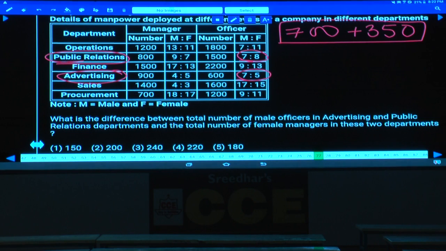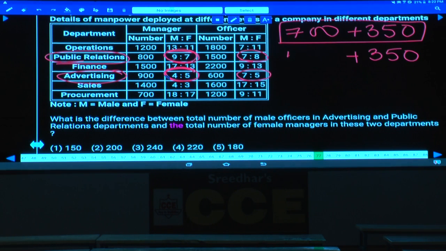And for the same departments, you need to calculate female managers. Yes or no? Right, managers. Here, how many parts do you have? 16. How many times is 800? 50 times. Female are 7 parts. 7 into 50, 350. Next. How many parts? 9 parts, 900. Each part 100. Then female are 5 parts.